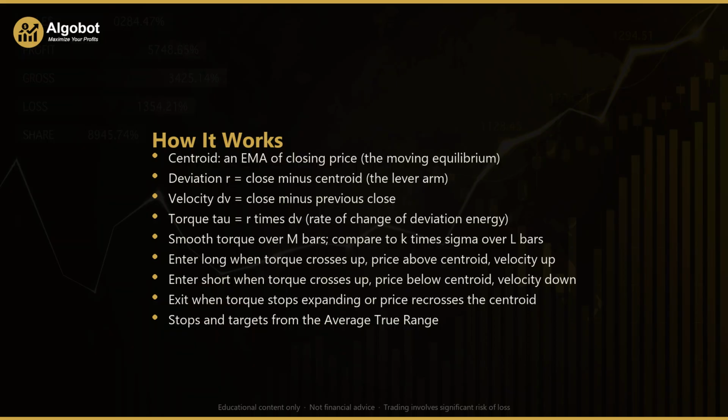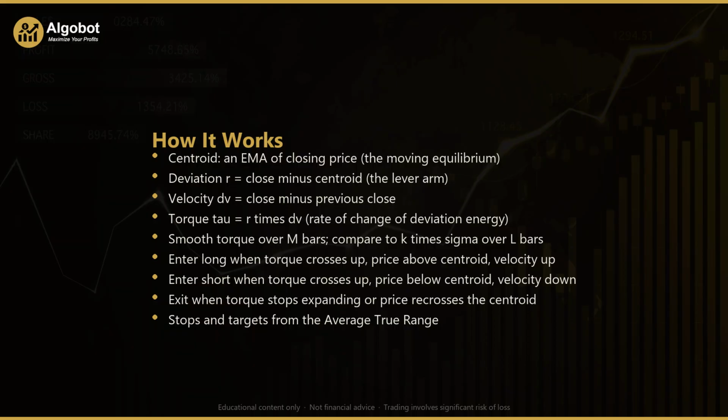An entry is considered only on a fresh cross. The smooth torque must have been at or below the threshold on the prior bar, and then rise above it on the current bar. That single upward cross is the core condition. Once it happens, the deviation decides the side. If price is above the centroid and velocity is positive, the strategy opens a long. If price is below the centroid and velocity is negative, it opens a short. Notice that torque is positive in both cases, because a negative deviation times a negative velocity is still positive. The direction is chosen by the signs, not by the torque alone.